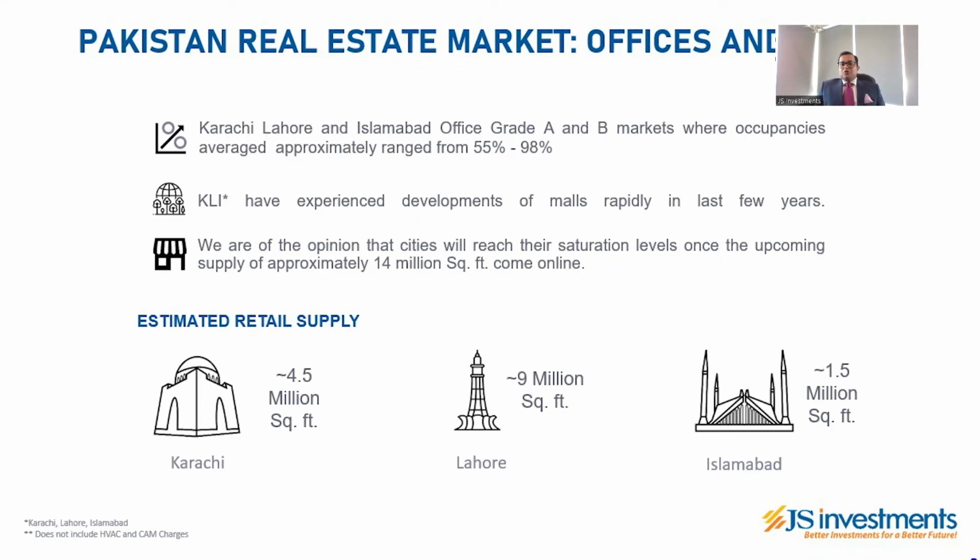Now, let's talk about offices and retail. Well, in Karachi, Lahore, and Islamabad, office grade A and B markets have average occupancy ranging approximately from 55 to 98%. This shows the resilience of businesses thriving through tough waters during these macroeconomic challenges. As far as retail is concerned, quite a lot of developments have happened in KLI, where total future upcoming supply is estimated to be 14 million square feet. We are of the opinion that once they come online, the retail market will be saturated.